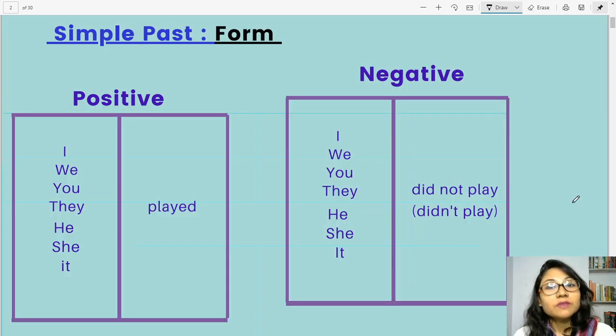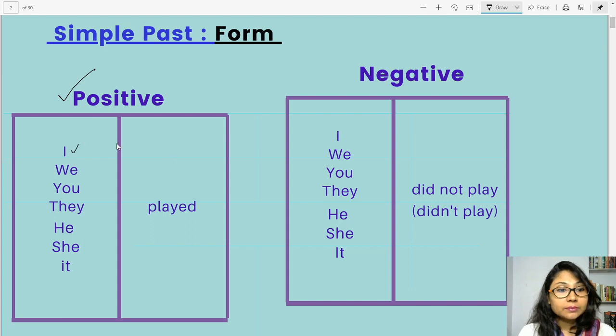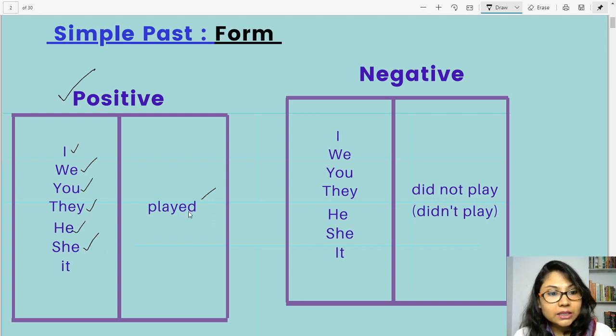Today we are going to begin with the chapter Verbs expressing the past. First, let's look at the form of simple past. As we can see, the positive form: I played, we played, you played, they played, he played, she played, it played. Now let's look at the negative form.